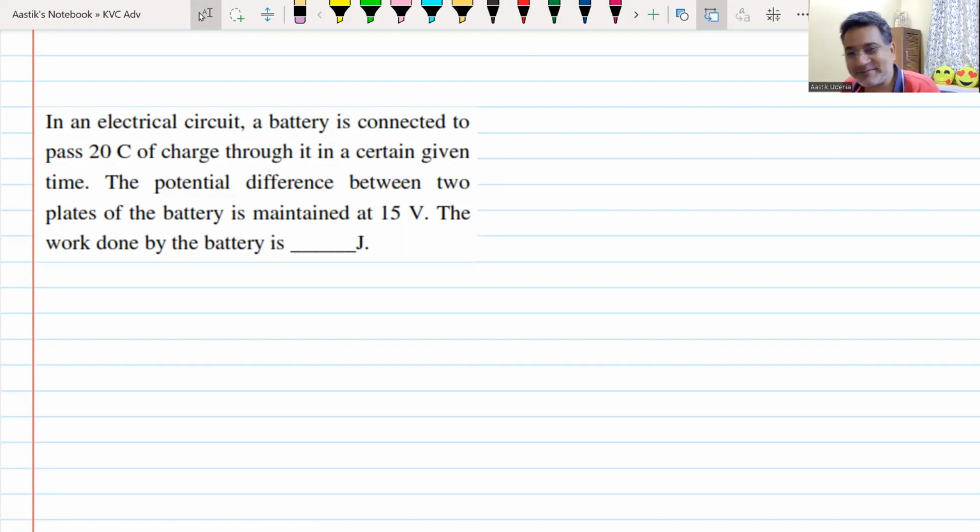There are two things that you have to remember. One is that we have to remember things. And second, we need to trust ourselves. Work done by the battery is Q into V. To multiply 15 into 20, you don't need to take time. It is 300. Just have to multiply Q by V. Yes, sir.